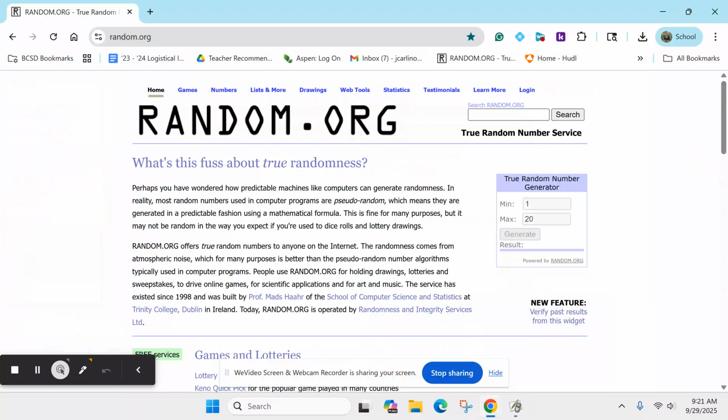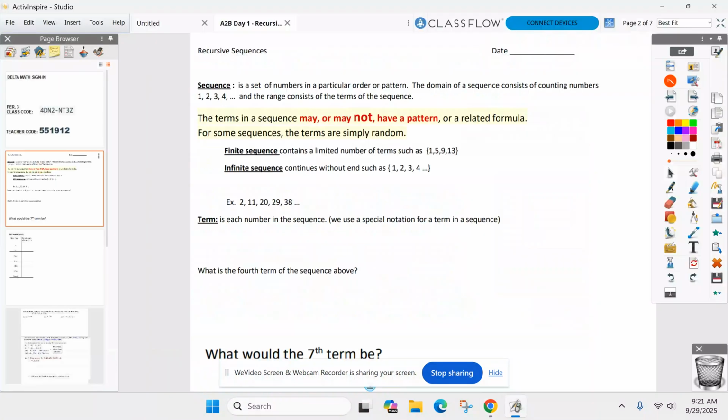All right, what's the pattern here? Where am I going here? Candace, what's the pattern? Adding 9. I'm adding 9 to the previous term, right? Everyone, I'm adding 9.